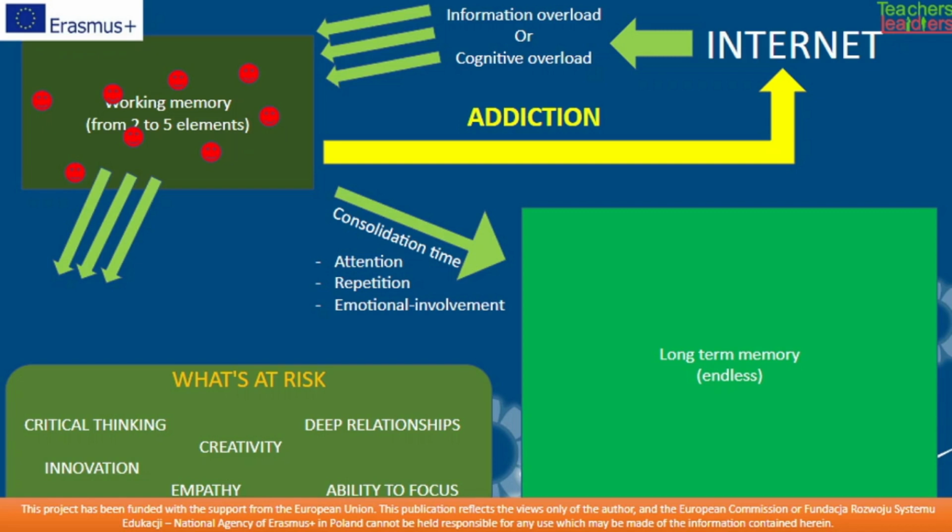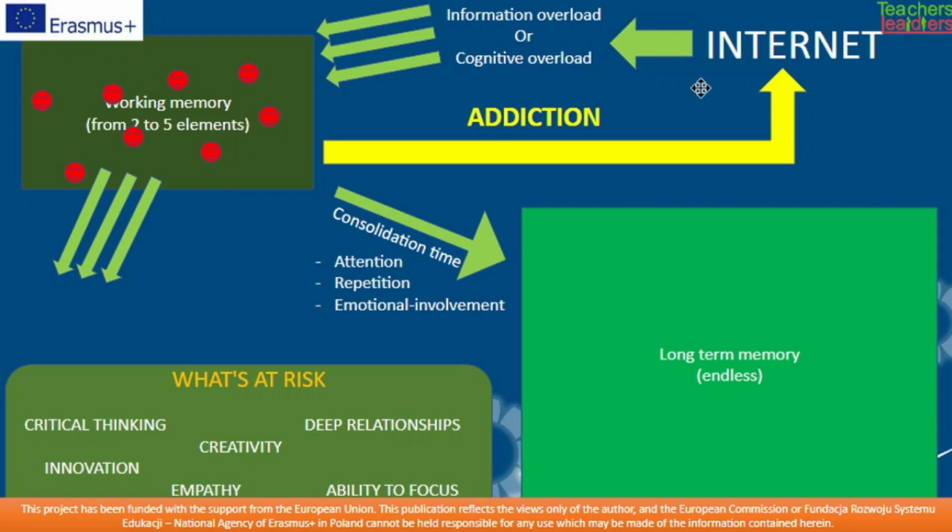We can consider the brain divided into two sections: the working memory and the long-term memory. The working memory is limited. We remember from 2 to 5 things at the same time. On the contrary, the long-term memory is endless. There is no limit to the things that we can learn. But in order to move the ideas from here to here, we need attention, repetition, and/or emotional involvement. We don't learn things without them.